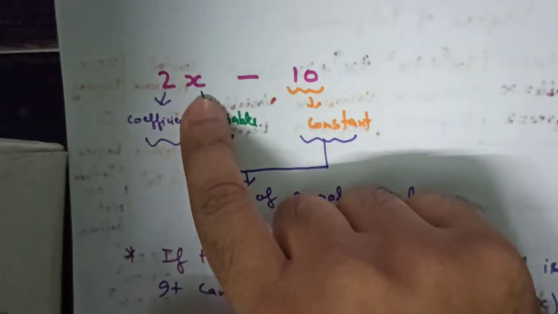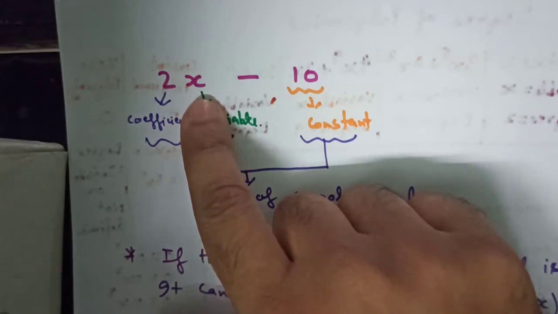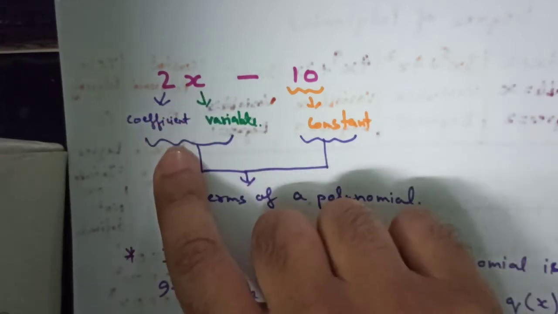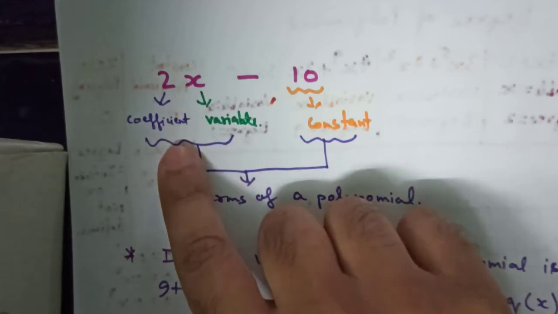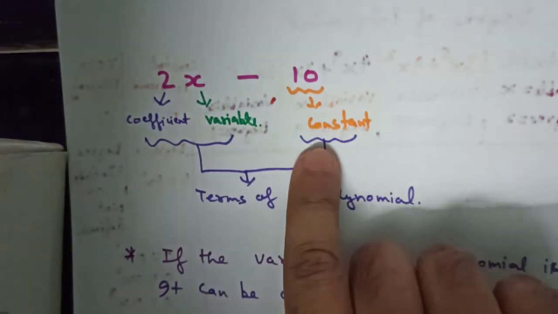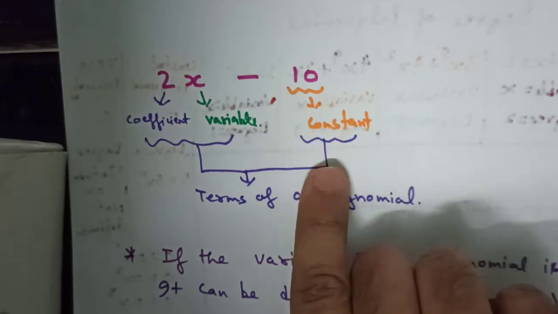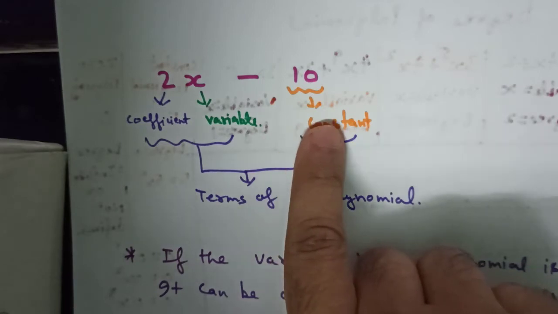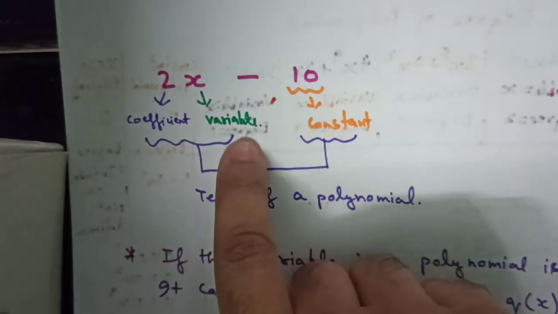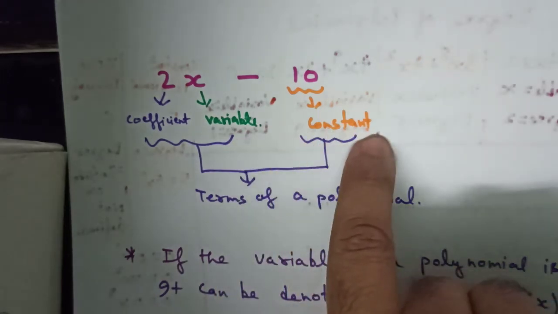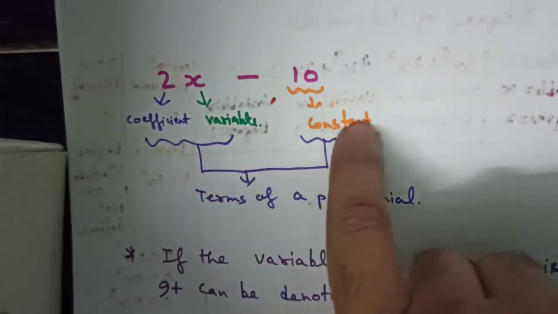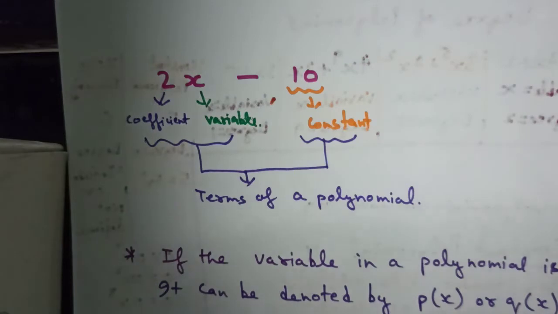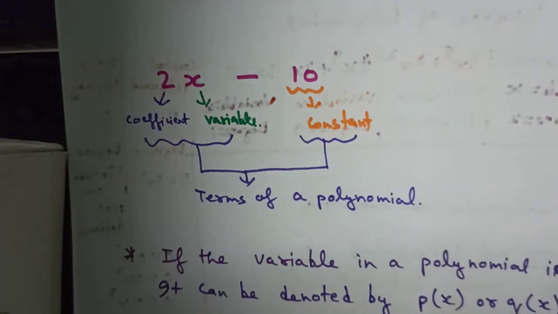Here x is the variable, it is a polynomial of variable x, where 2 is the coefficient of the variable, and here we have minus 10. It is a constant term, because minus 10 can be written as minus 10 into x power 0. So 2x is one term and 10 is the second term. So these are the two terms. These are called the terms of a polynomial. So this is an example of a polynomial with two terms.